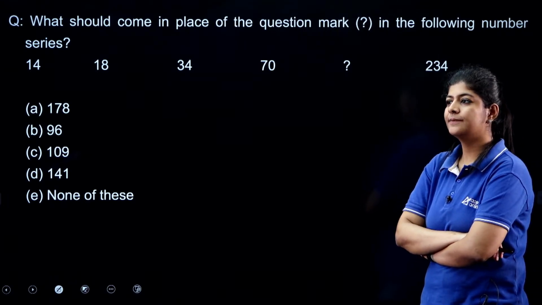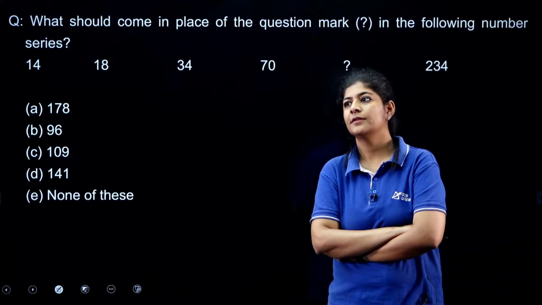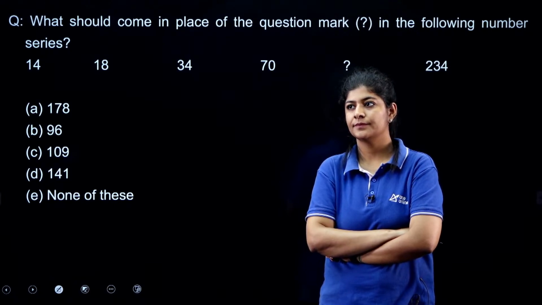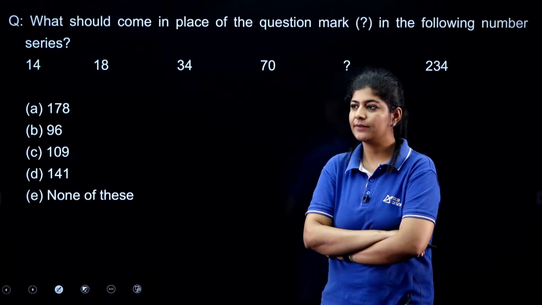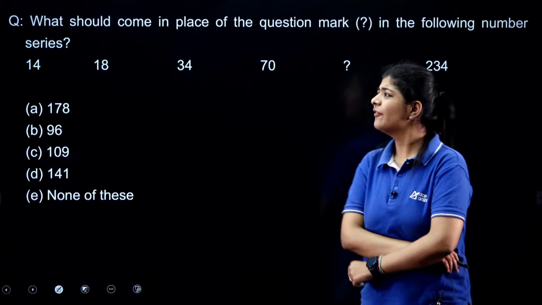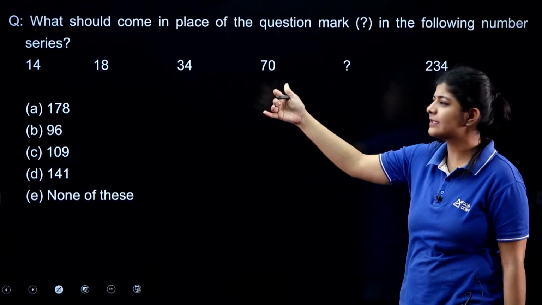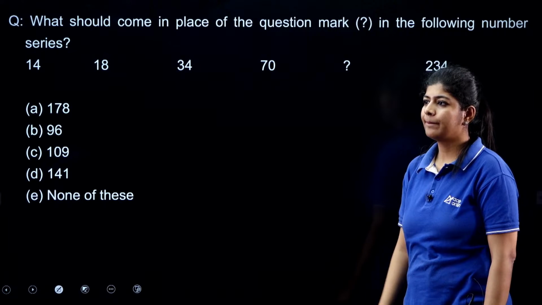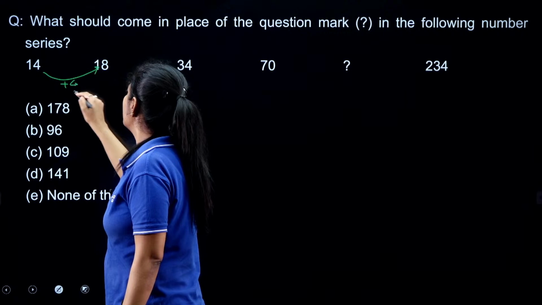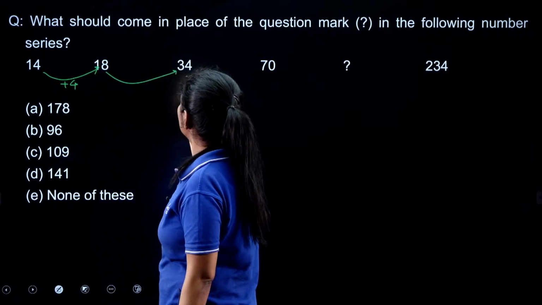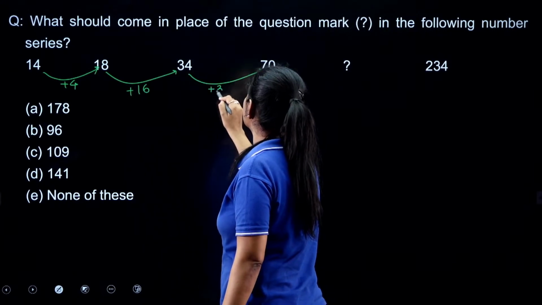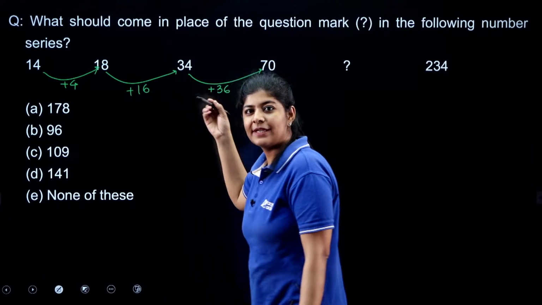Very good, Chandrasekhar. Again, it's an easy one. We are not having such a huge difference between the terms. Very good, Moeda. So here we are getting a difference of 4. Here we are getting a difference of 16. And here we are getting a difference of 36. As I got these numbers, I got the pattern.